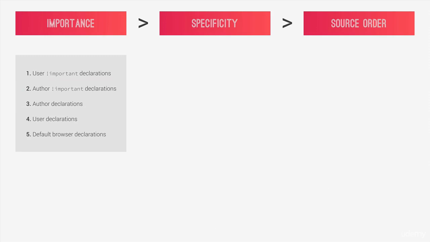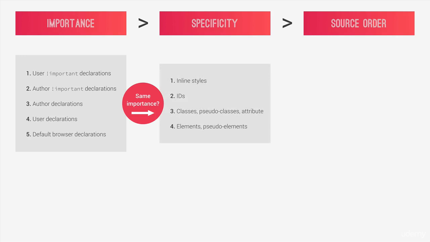Now, a lot of times we will just have a bunch of conflicting rules in our author style sheets without any important keyword. That is actually the most common scenario, and in this case all the declarations have the exact same importance. Now, what happens in this case? What the cascade does if this is the case is to calculate and compare the specificities of the declaration selectors. And this is how it works. Inline styles have the highest specificity, followed by IDs, then classes, pseudo-classes and attribute selectors, and finally the least specific, the element and pseudo-element selector.